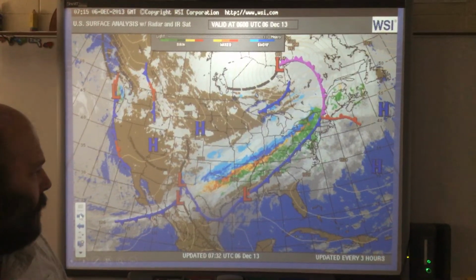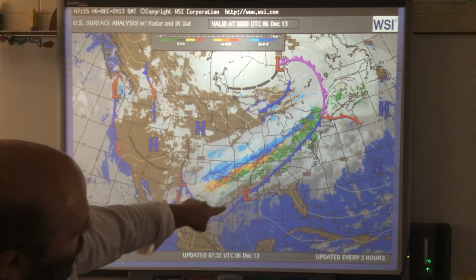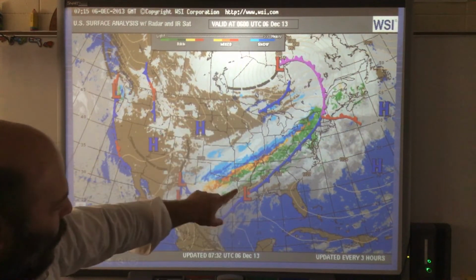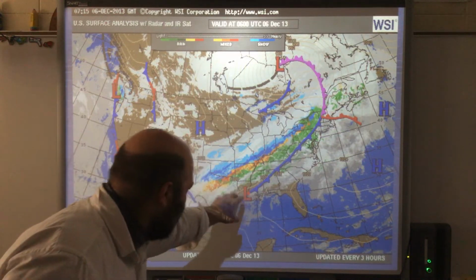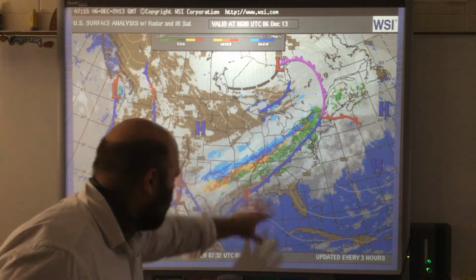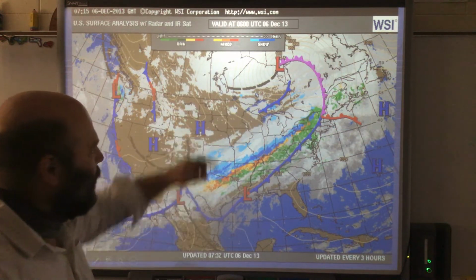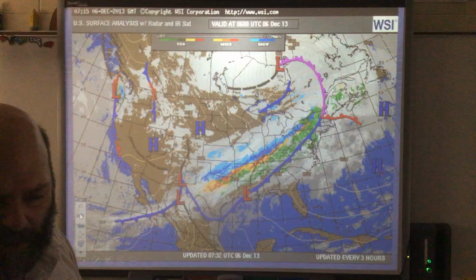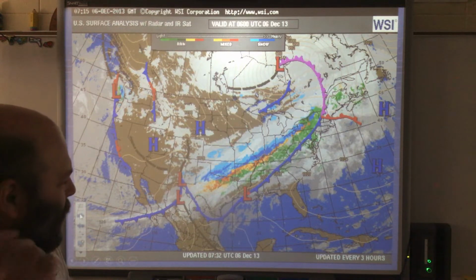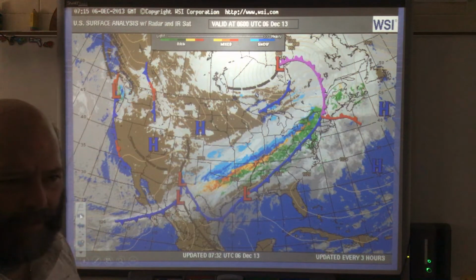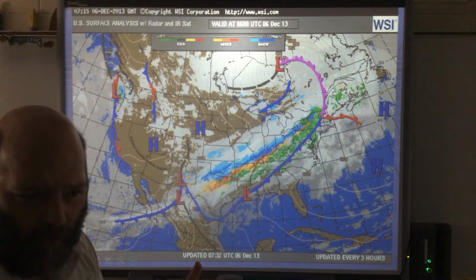And here's a really good one. You can see that blue line right there with the teeth on it. That's a cold front. You can see the L right here, and all that precipitation around that L, and look at those two L's. And then you've got H's. Those high pressures don't really show much. There's not a lot of weather around them. But high and low pressures dominate our weather.